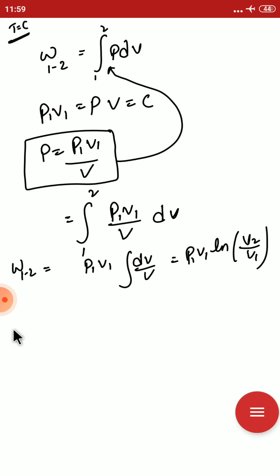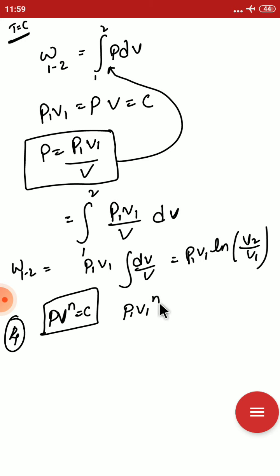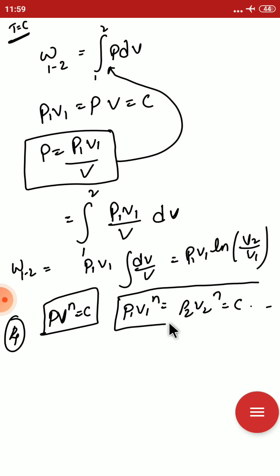The next one is the polytropic process, PV power n equal to constant. We represent it in this way: PV power n equal to constant means P1 V1 power n equals P2 V2 power n. This is the meaning of PV power n equal to C.